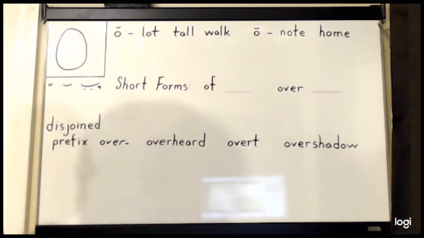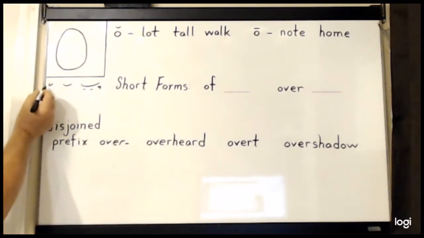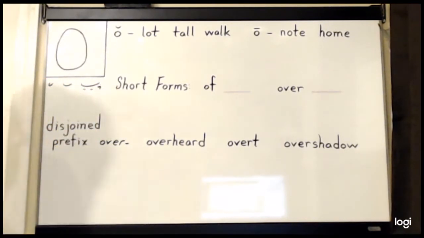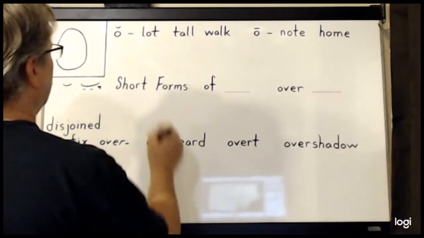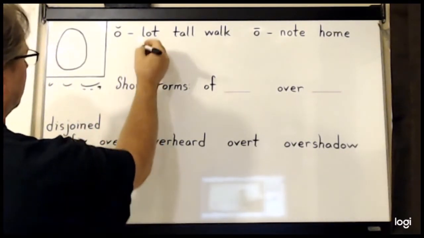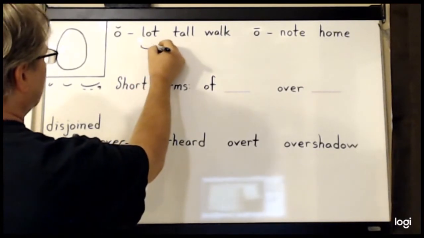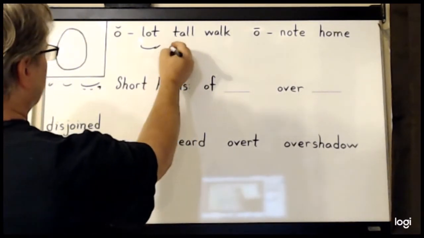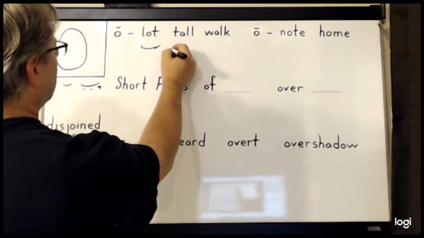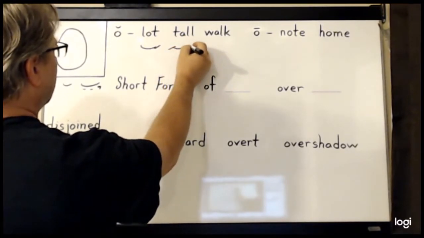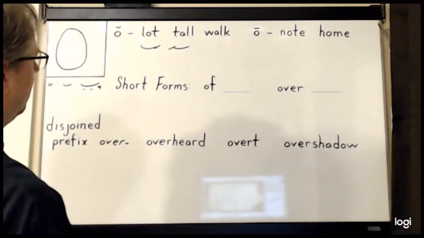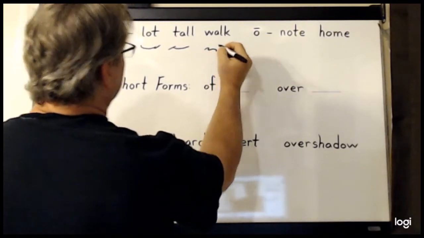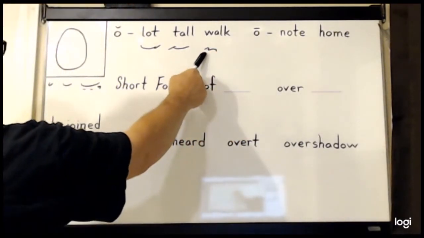For the letter O, it's represented by the smallest stroke here in these counterclockwise strokes. For the short O, letter O is used. So for the word lot, we would write L-O-T. For the word tall, and that's an ah sound, not an A, so we will use T-O-L for the word tall. Then for walk, is just going to be the U, the O, and the K.